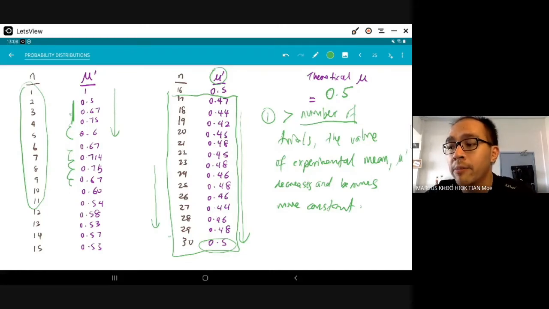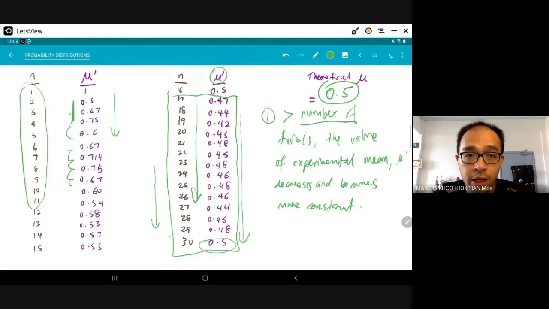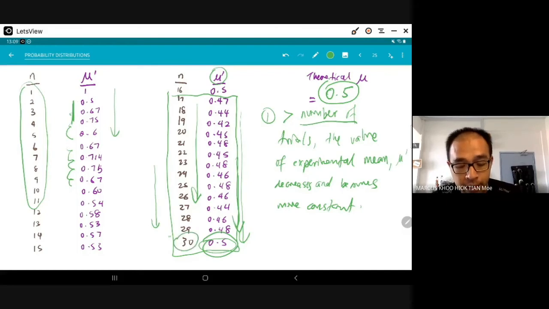Okay, so look at the question. Is the experimental mean value approaching the theoretical mean value of 0.5? So you take a look at your numbers. Okay, is this number approaching the value of 0.5 or is it not? Okay, and depending on your own coin, some of you will get the answer yes and some of you will get the answer no. In this particular example, the answer seems to be yes because finally at 30 dia sudahlah dia ngam-ngam 0.5.